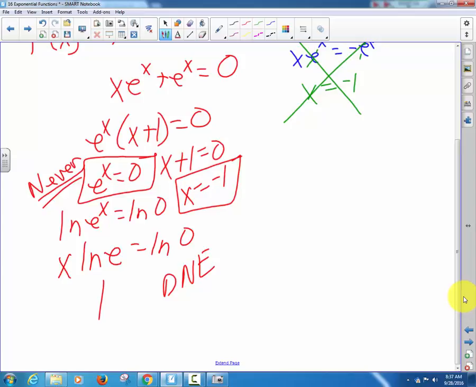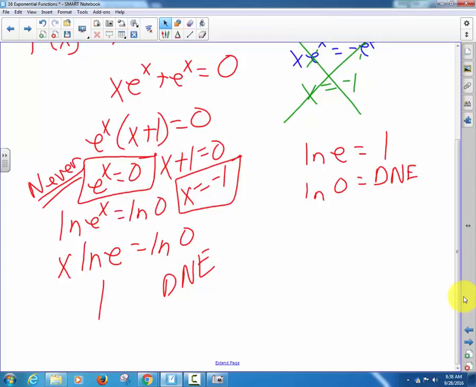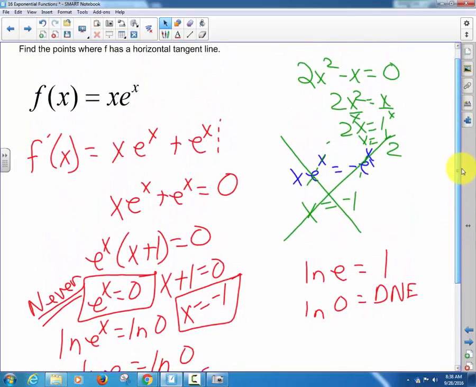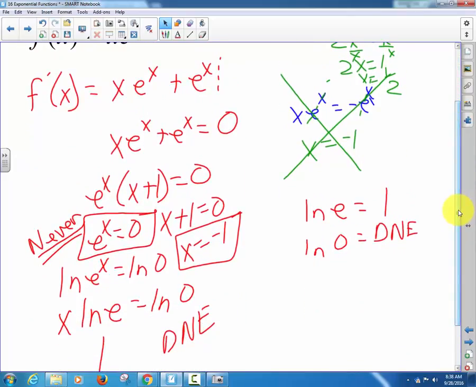Properties that you're going to use enough that it might be good to commit them to memory: ln of e is 1. ln of 0 does not exist. If you can just kind of memorize those two facts, you're going to be better off there. ln of e is 1 and ln of 0 does not exist. So we can do everything that we've been doing all year. Now we can just throw exponentials in there.